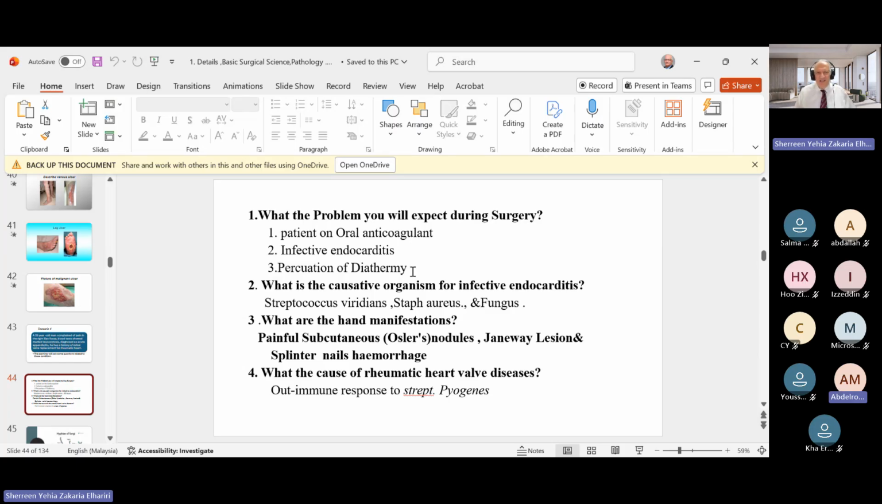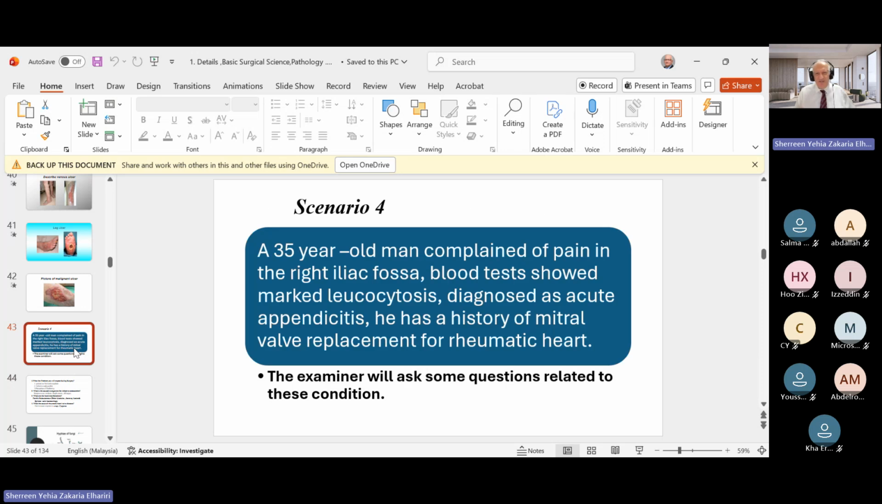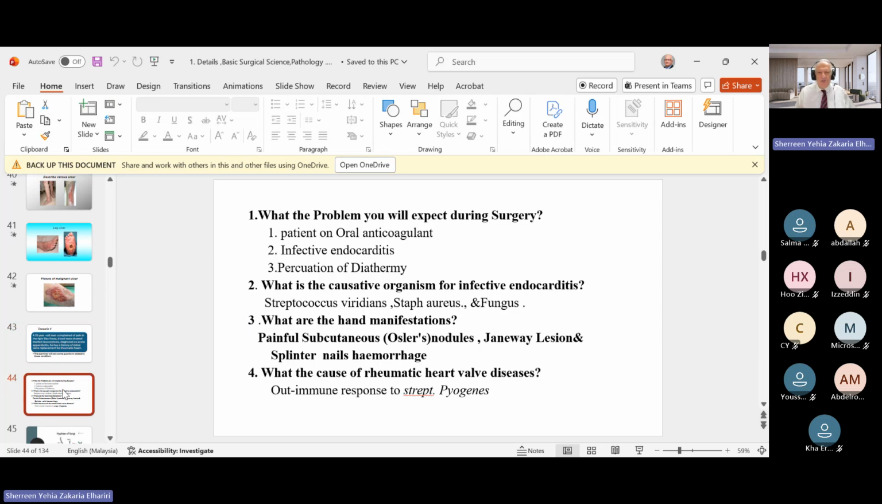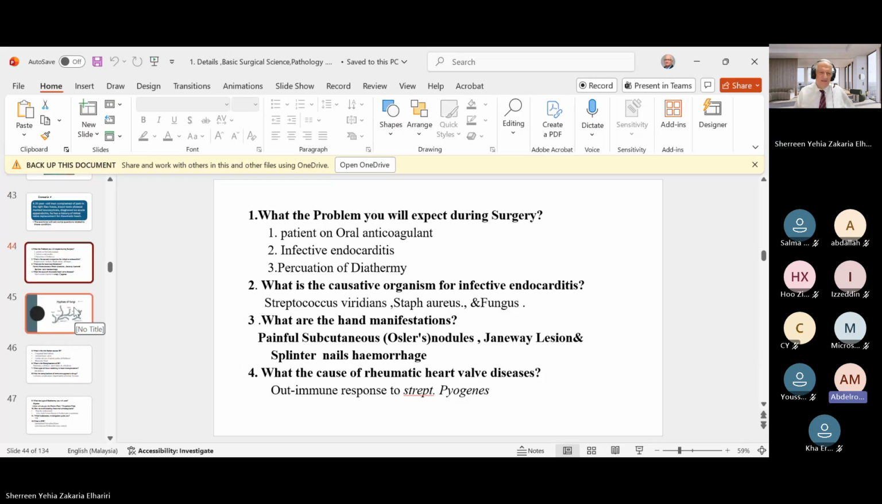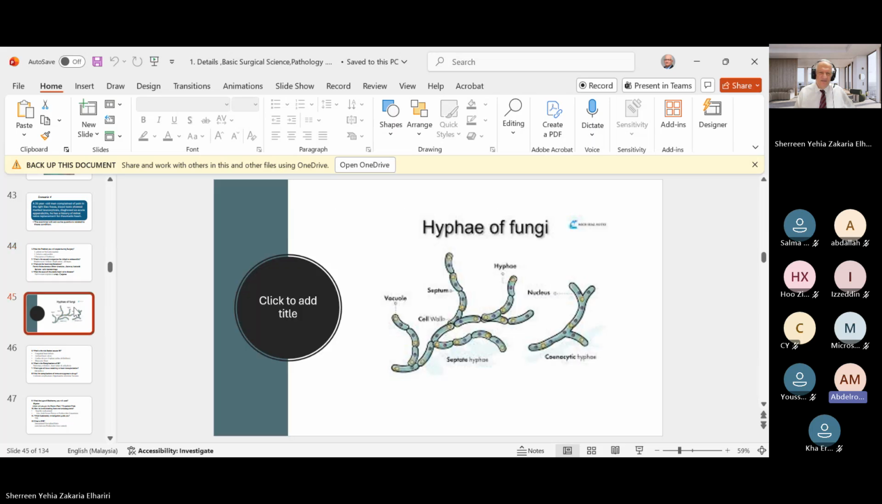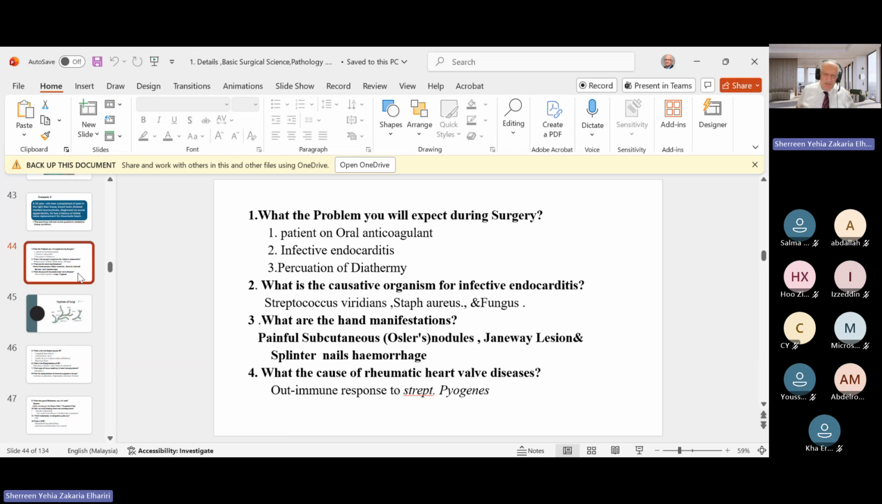So we start with infective endocarditis. This station is very common because they need to ask you about infective endocarditis. What is the causative organism? The causative organisms of infective endocarditis are Staphylococcus aureus, Strep viridans, and fungus like Candida. If you don't mention fungus, usually we draw this picture for you. This is called the hyphae, and it is for fungus. So as you mentioned, it is correct. It can be strep, it can be staph, it can be fungus.